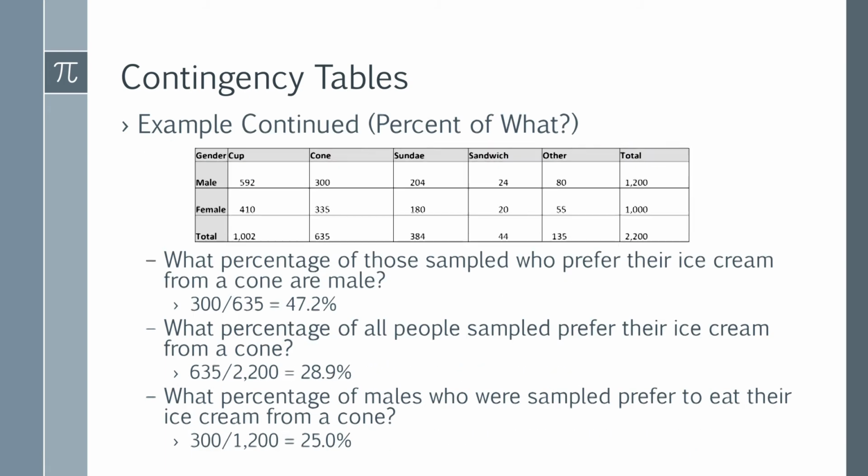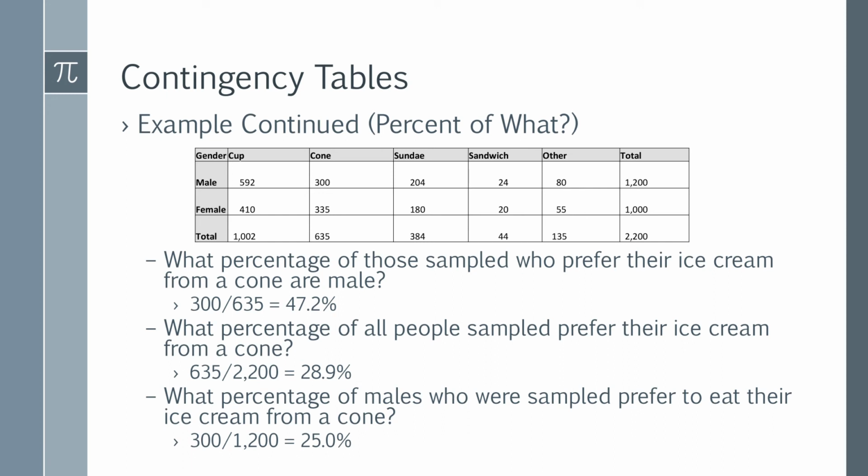And we can also see that 180 of the females prefer to eat ice cream in a sundae. So we'll continue with this contingency table from the last slide. The nice thing about contingency tables is that they give you an opportunity to look at the data from different angles. For example, what percentage of those sampled who prefer their ice cream from a cone are male? We want to calculate a percentage, but the question becomes, percentage of what? If we look at the column labeled cone, we can see there were a total of 635 people from our sample that prefer eating ice cream from a cone.